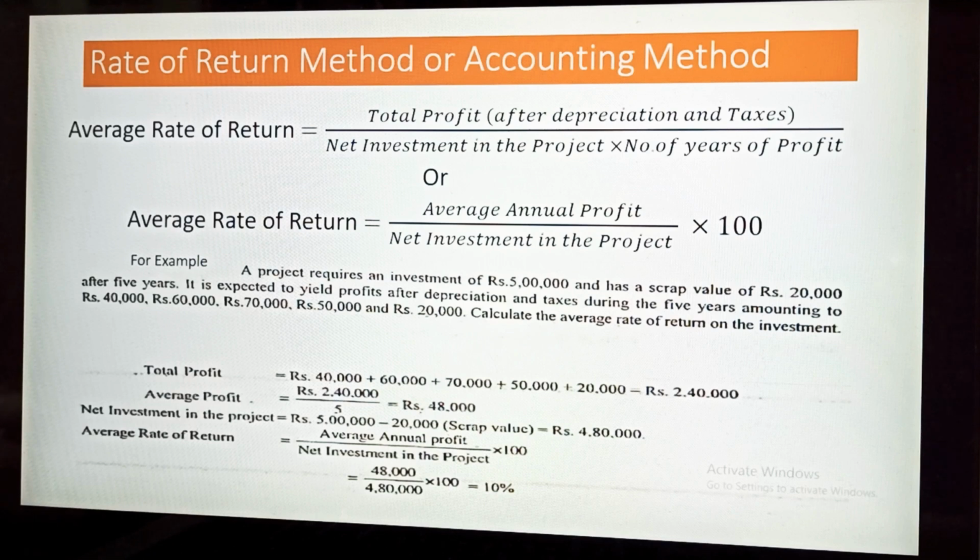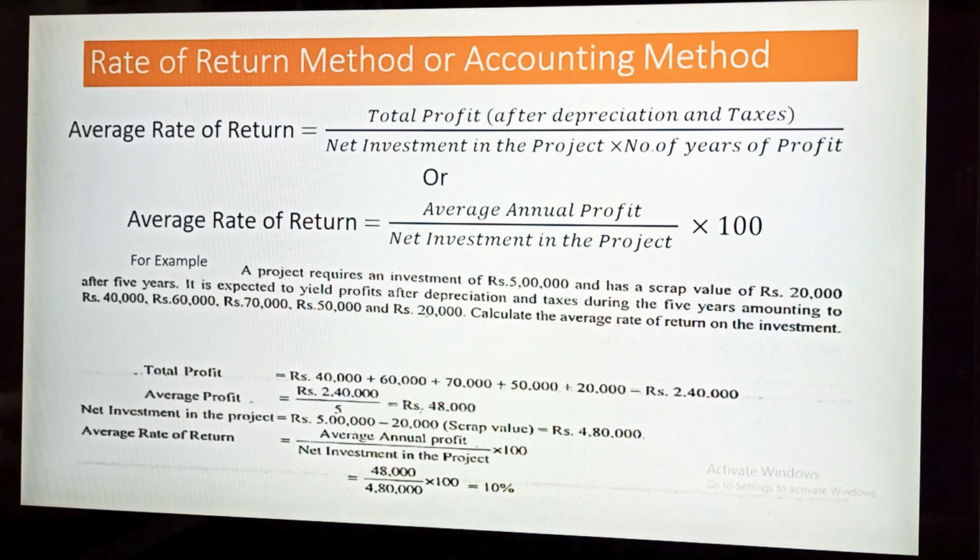This time I am going to discuss the average rate of return, and how we will calculate it. See, the formula I have written is total profit after depreciation and taxes divided by net investment in the project, multiplied by number of years of profit. Or you can also calculate this rate of return through the average annual profit divided by net investment in the project, multiplied by 100.